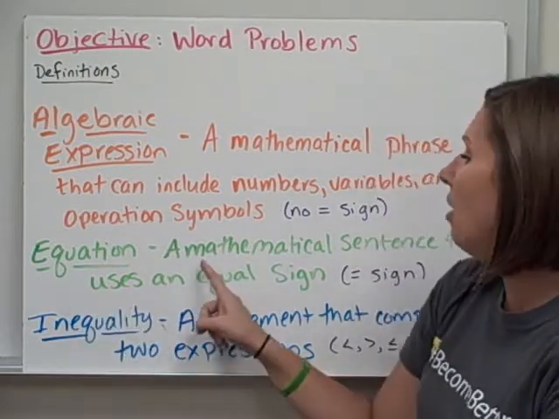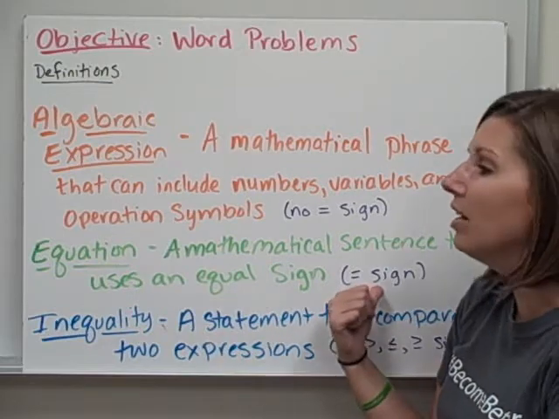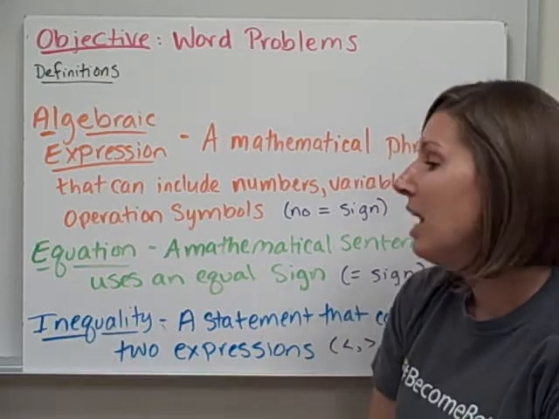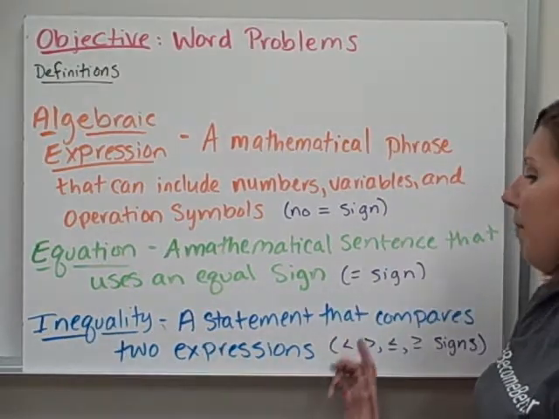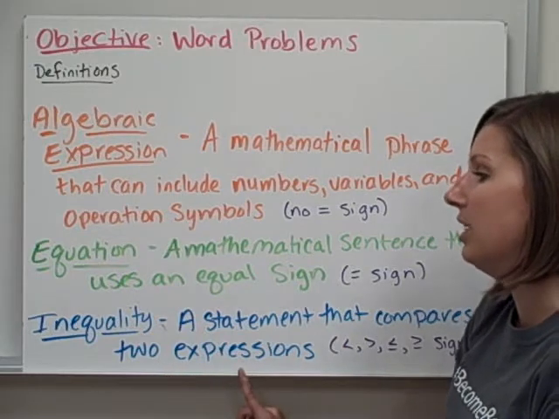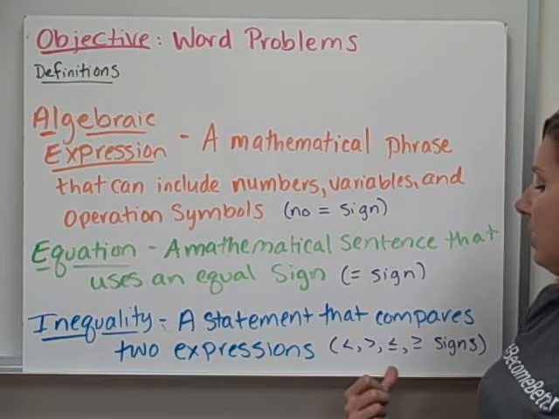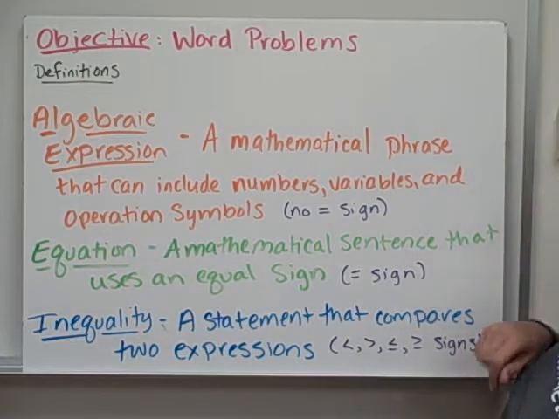Equations, a mathematical sentence that uses an equal sign. So here is where we're going to see our equal signs in equations. Inequalities, a statement that compares two expressions. Here's where we see the less than, greater than, less than or equal to, and greater than or equal to signs.